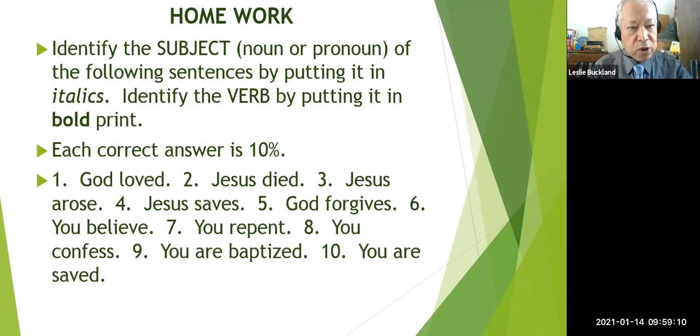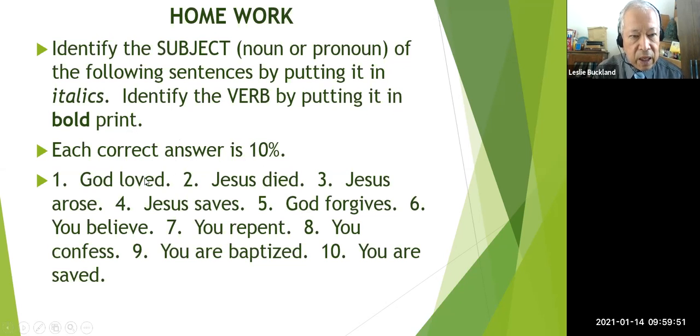Now, what I want you to do right now, we have time, so I'm going to give this to you right now instead of homework. I want you to identify the subject, noun or pronoun of the following sentences by putting it in italics. That is, the print is leaning, just like you see here. Identify the verb by putting it in bold print. Now, each correct answer is 10%.